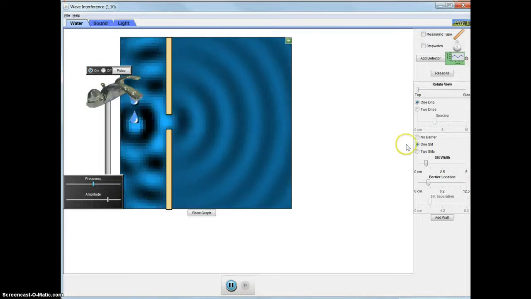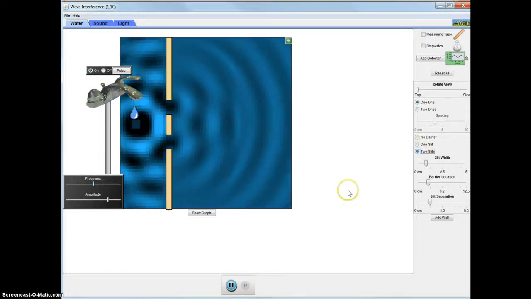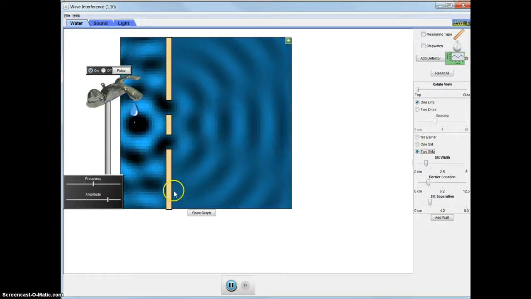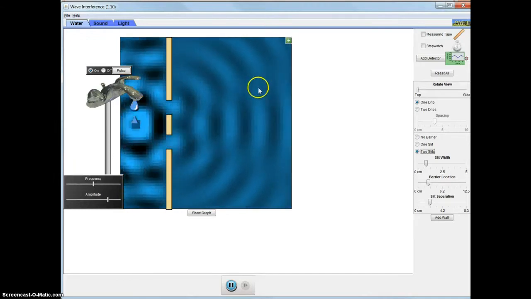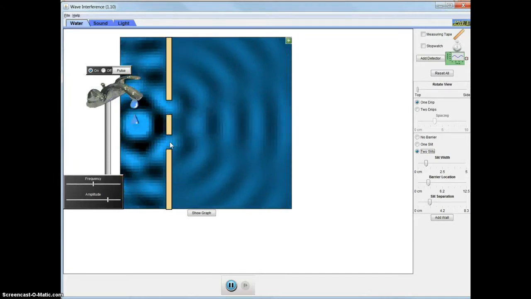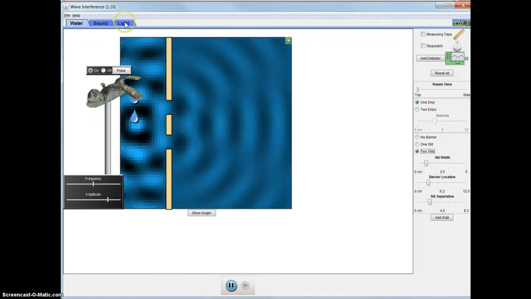So I'm going to add, instead of just one slit, see what happens when you add two slits. Now something kind of interesting happens. Instead of having a single semicircular pattern, you have what they call an interference pattern, because you have two semicircular patterns, one from each slit, and they're going to overlap with each other. And when they do that, it makes a little pattern.